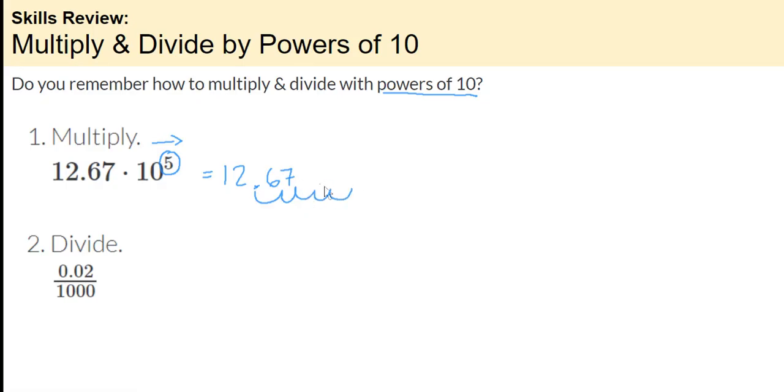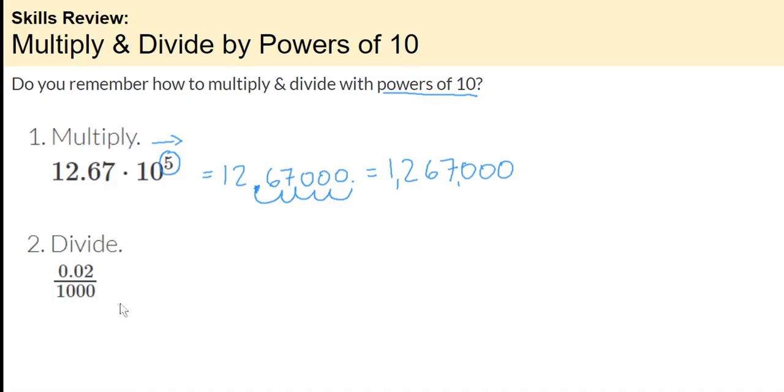You can see there's extra spaces, so I'm going to add some zeros there. That means this decimal is gone. I'm going to erase that, and the decimal will be put there. So now my number is 1267000. Let's write that down first, 1267000, and then we can add some commas in the correct spaces. So 1,267,000.